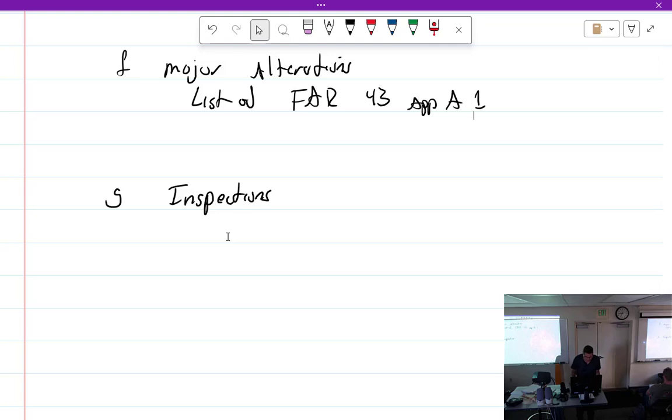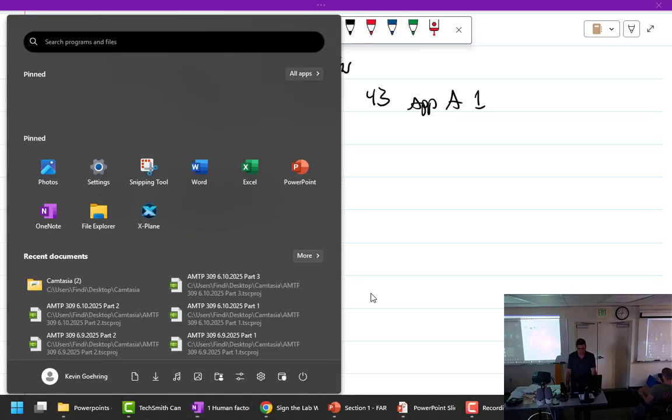I don't know what I write on here. Inspections. Oh, there's a lot to talk about for inspections, but that'll be a good place to pick up when we get back from dinner. Right? Yes, it is dinner time.